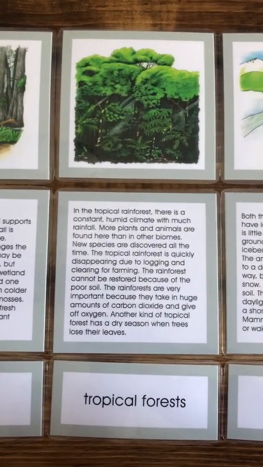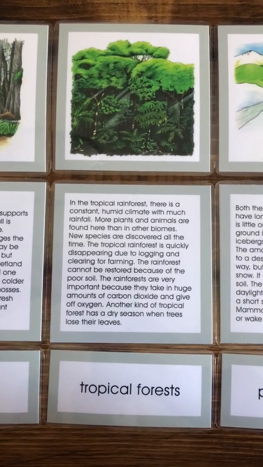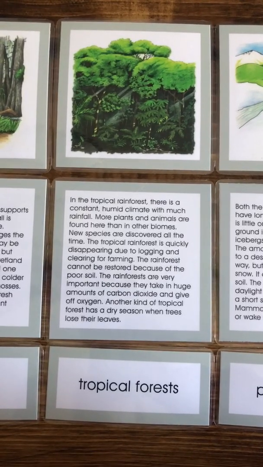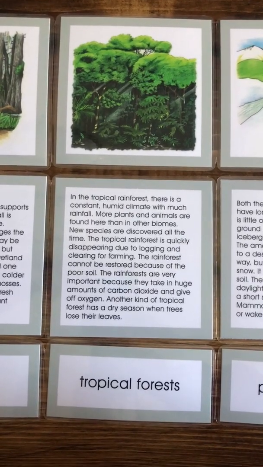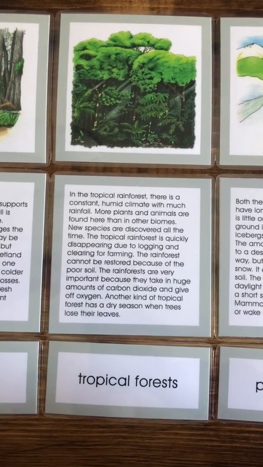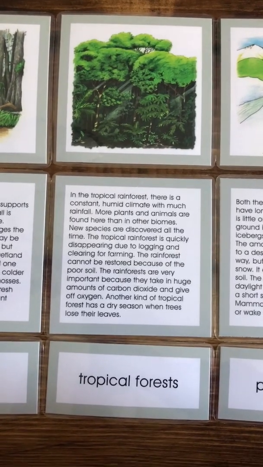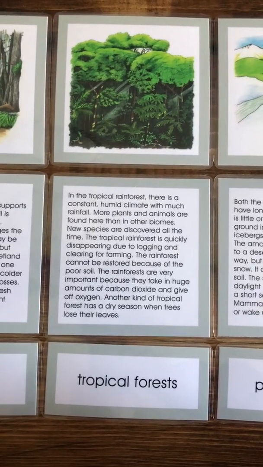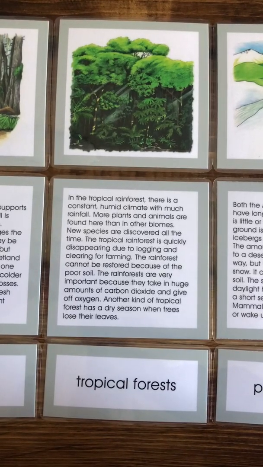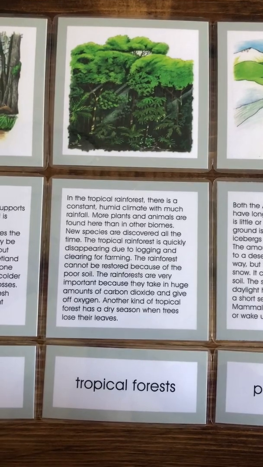Next, we have tropical forests. In the tropical rainforest, there is a constant humid climate with much rainfall. More plants and animals are found here than in any other biomes. New species are discovered all the time. The tropical rainforest is quickly disappearing due to logging and clearing for farming. The rainforest cannot be restored because of the poor soil.